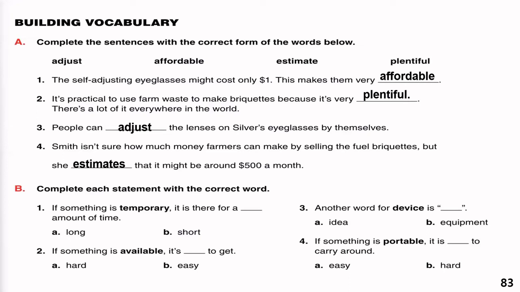All right, and for B, if something is temporary, it is there for a short time. If something is available, it's easy to get. Another word for device is equipment. If something is portable, it is easy to carry around. Okay, whatever you need to do it now. We're coming up on the 30-minute mark very soon, but I have a feeling we're going to go over. All right, so you've done what you needed to do. Let's move on.